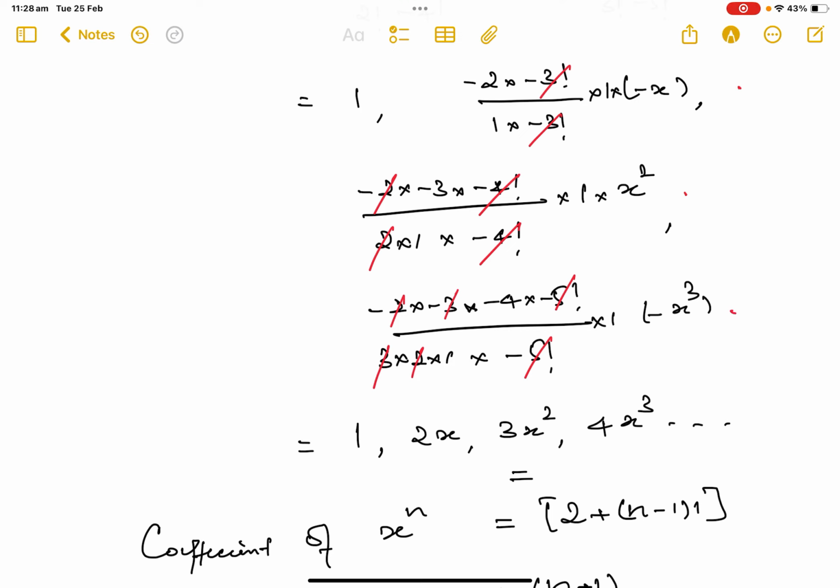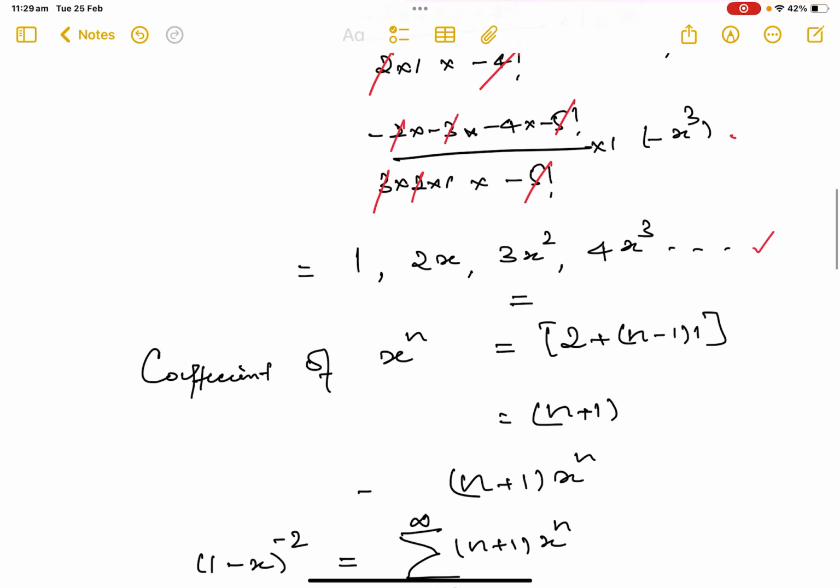And the fourth term here, -5 factorial already cancelled out. The 3s and the 2s cancel out. What we have is -1 and -1, so +1, and -4. Then there's a minus in front of x cubed, so minus times minus is plus, so 4x cubed. So these are the 4 terms: 1, 2x, 3x squared, 4x cubed. There are 4 terms.